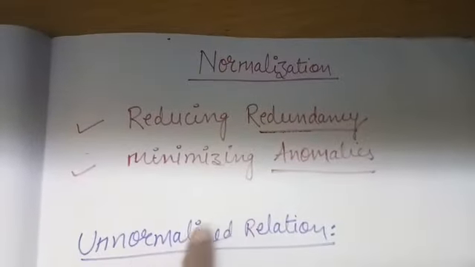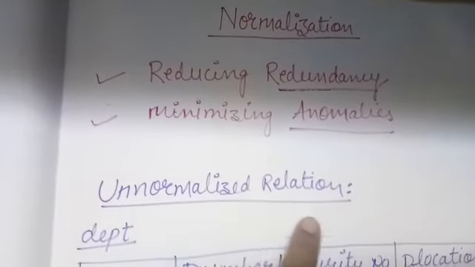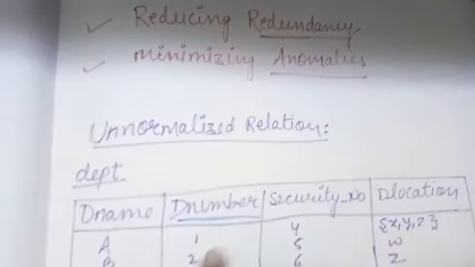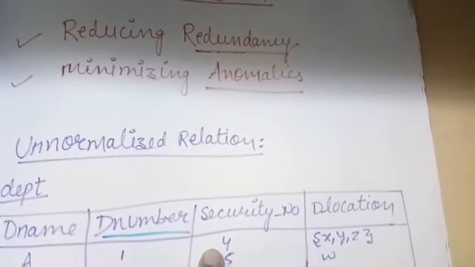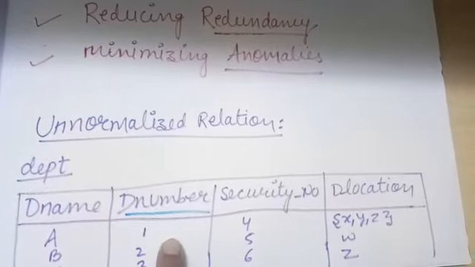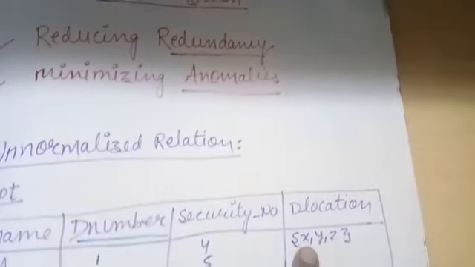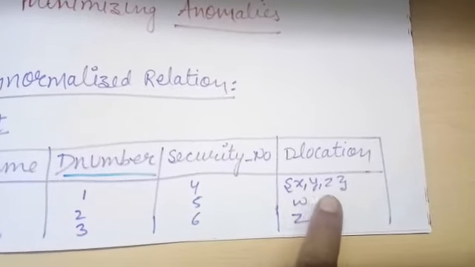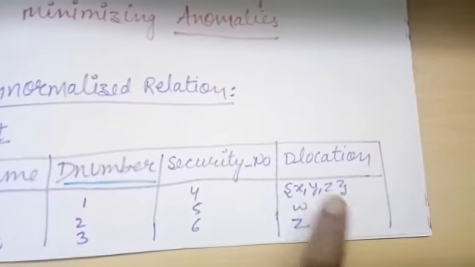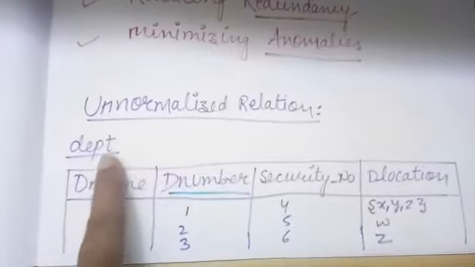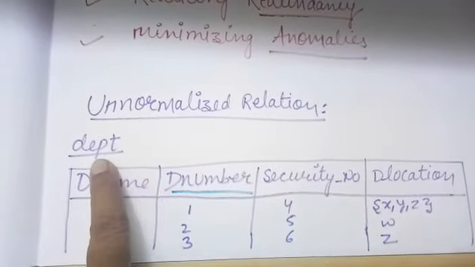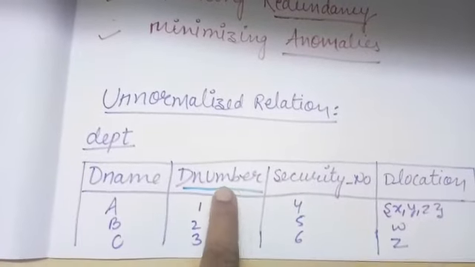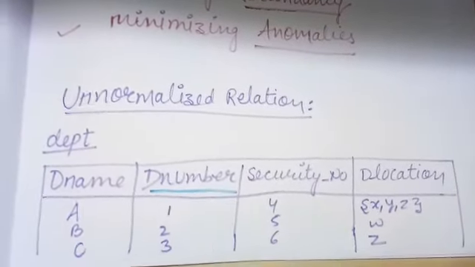Before this, we have to understand what an unnormalized relation is. An unnormalized relation contains non-atomic values, meaning each row may contain multiple sets of values for some of the columns. These multiple values in a single row are also called non-atomic values. Our relation name is department. These are the attributes. This is the primary key of the relation department.